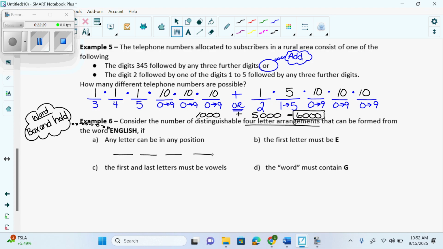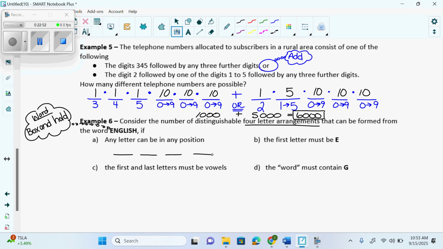How many letters are in English? 7. I have 7 letters for this first one. Any of the letters in English, we agree? Okay, if I take all 7 and I move them, what letter did I leave behind? Trick question. None. I left no letters behind.